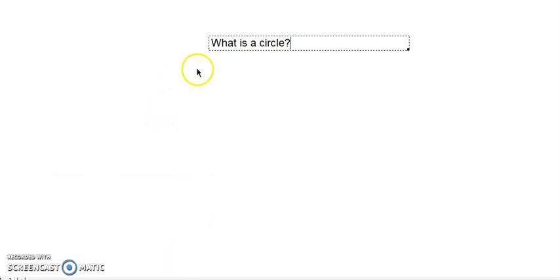So did you come up with an answer? Some of you may say a circle is something round. Okay, but the proper definition of a circle, well, think about it. How do you draw a circle? You need a center point, like this.